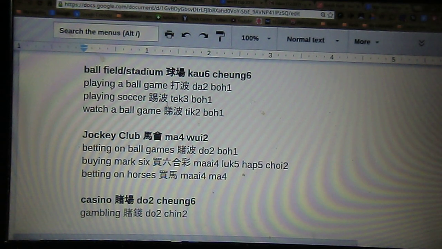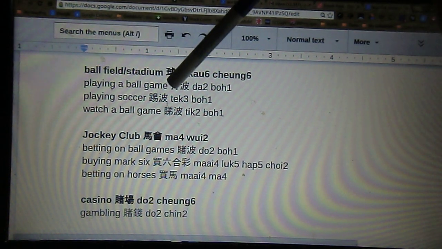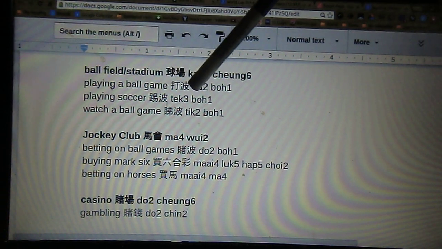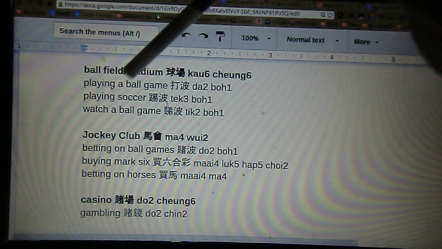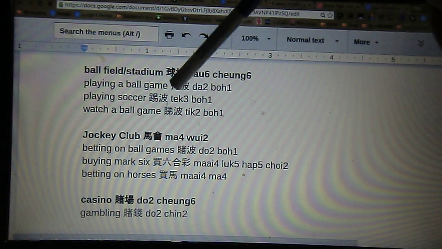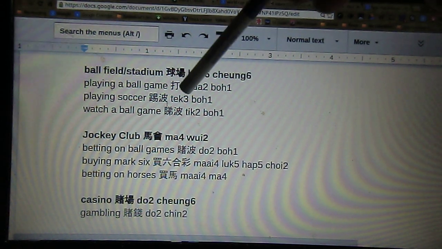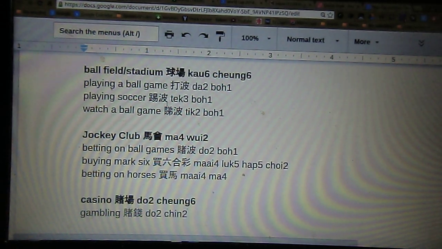We call it 球場. And then we have 打波. So you go to a ball field to beat up the ball. 波 actually is a direct translation from the word ball. Right? 打波, beat up the ball, means to play a ball game. You can play, for example, badminton. It's called 打波. If you play soccer, you can also call it 打波. Or if it is soccer, sometimes you call it 踢波 instead. Right? But you can still call it 打波.